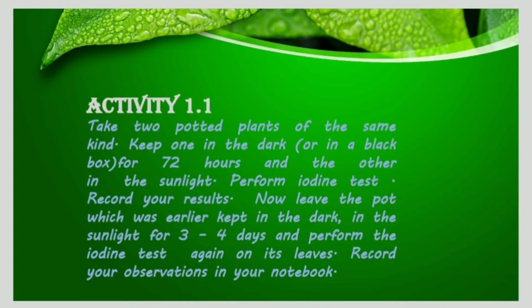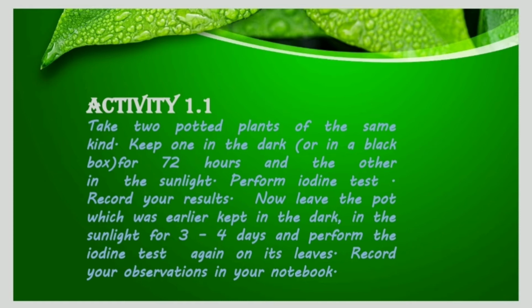Plants produce carbohydrate through photosynthesis and it is converted to starch and stored in leaves. How can we identify the presence of starch in leaves? Let us do an activity. Take two potted plants of the same kind. Keep one in the dark or in a black box for 72 hours and the other in the sunlight. Perform iodine test. Record your results.